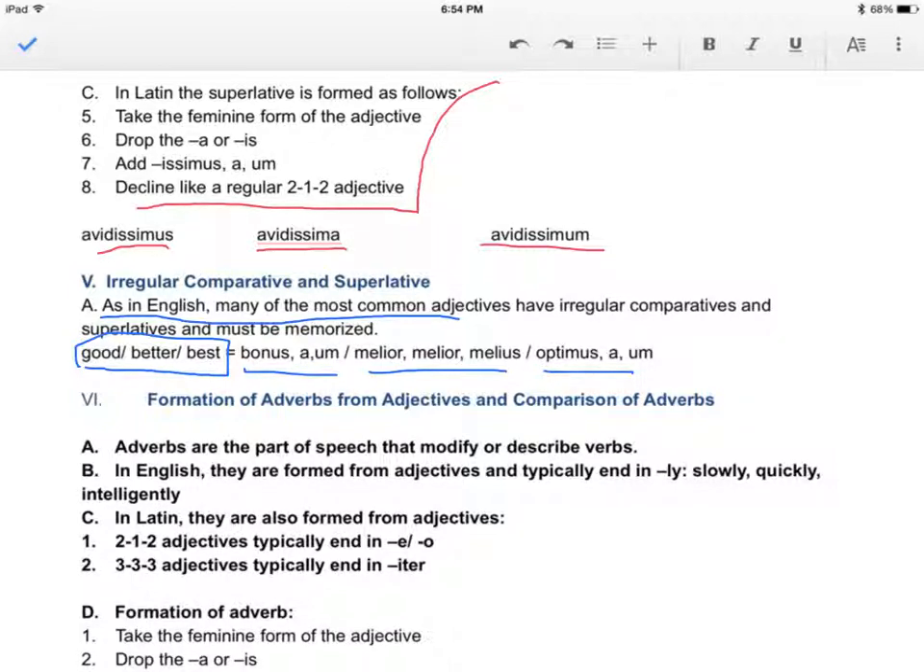It would be kind of weird if you were, no offense. So you must memorize that entire list of irregular comparatives and superlatives. Bonus is the positive, melior is the comparative, optimus is the superlative, and there's an entire list in your book of about 6 total that you should know.